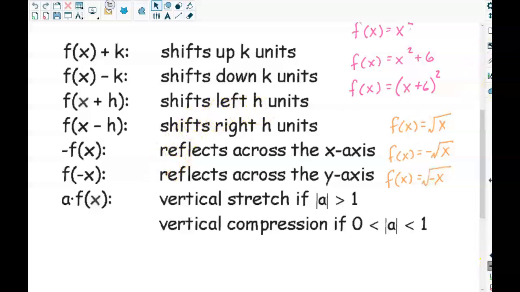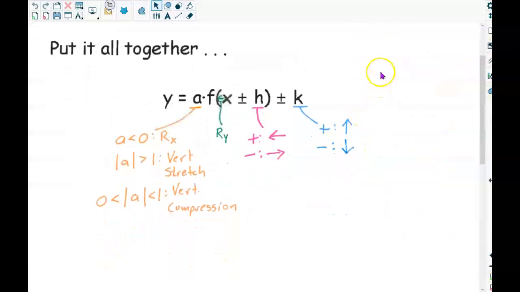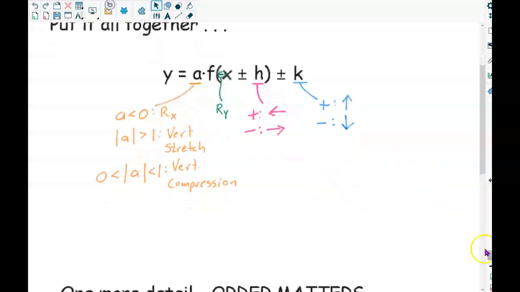Now, I gave you this too, didn't I? Correct? Notice he shows you plus you go left, minus you go which way? Right. Positive you go up, negative you go down, correct?